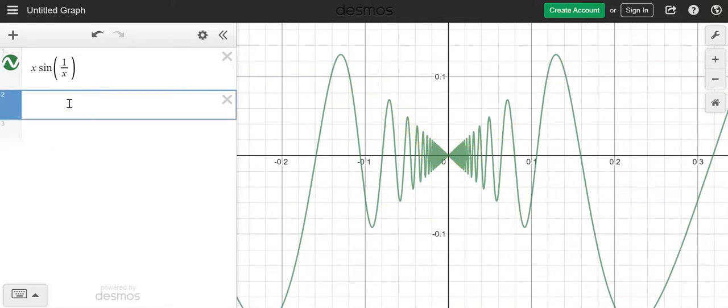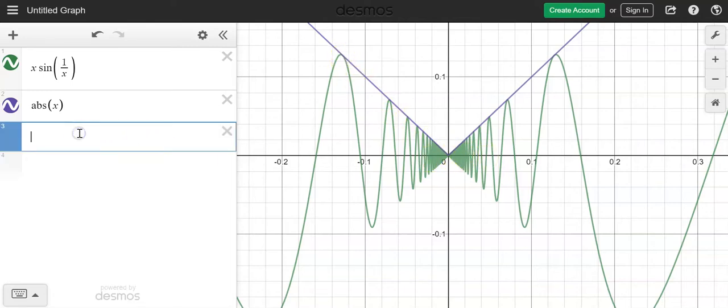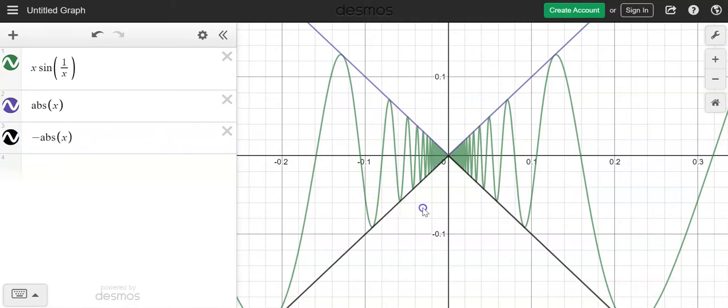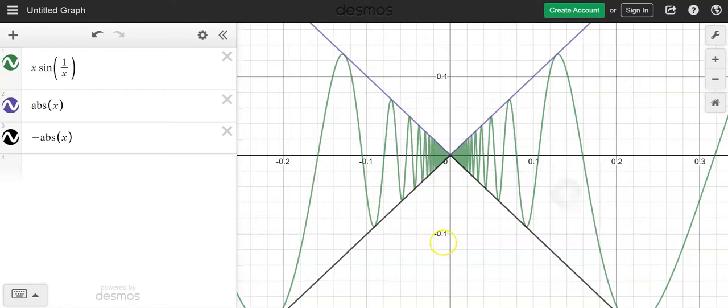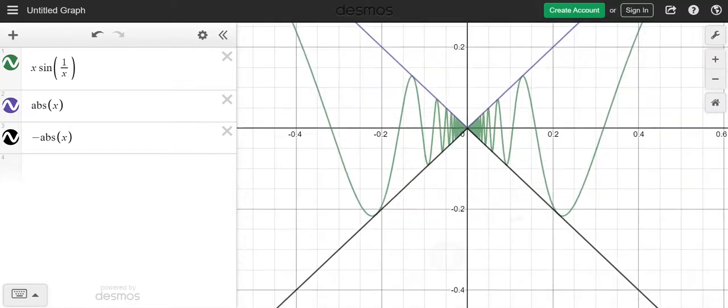So if I write the absolute value of x, right now I can see all these values touching the lines of the absolute value. So this purple function is always above the function that we care about, our green function here. And if I do the negative absolute value, the reflection, I can also see that, and even when I zoom out, I can see that it all meets inside that function.